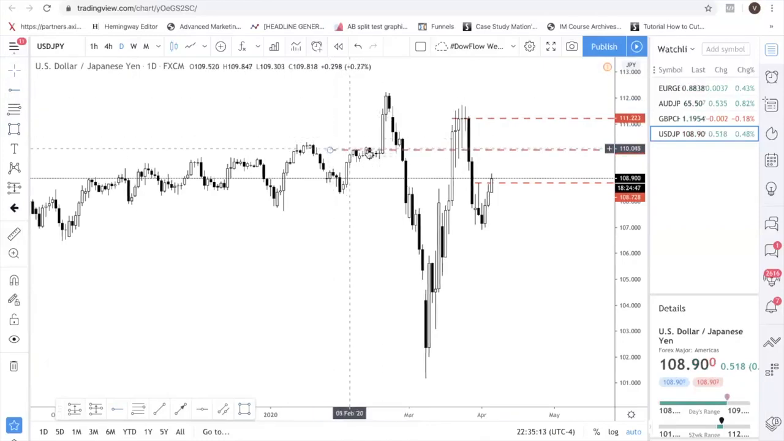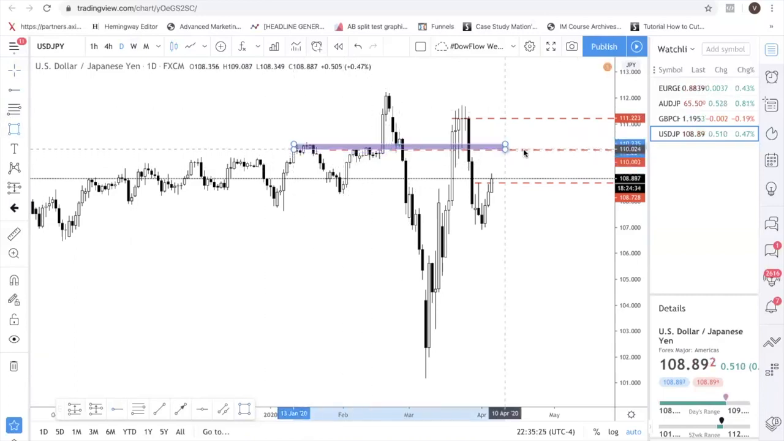The 110 level is kind of a no-brainer level because 110 is a psychological level, a strong one, as well as if you look left, you do see that previously there was some resistance over here, and then after that it was tested just a bit, and over here it was tested again. So if we're going to buy, actually we have a good profit margin because we are only at about 108.9, and we have a move towards 110. That's about 110 pips again.